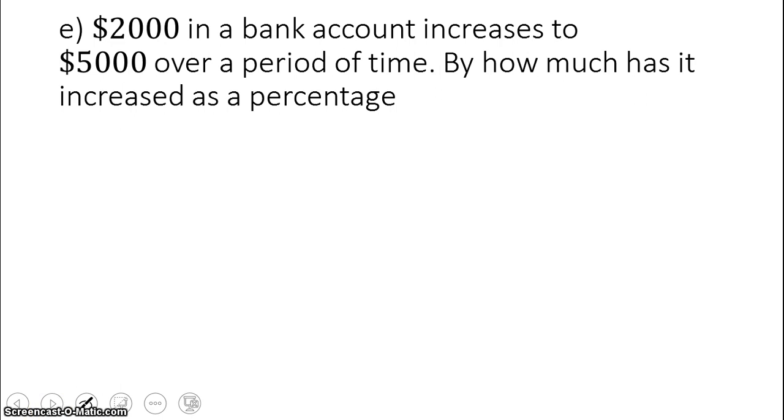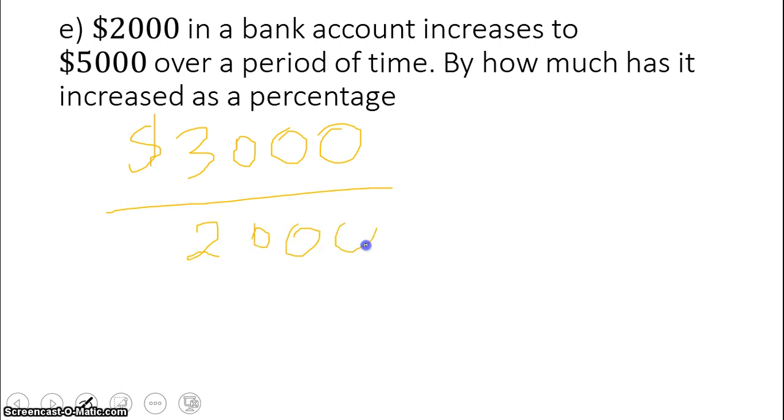Final question. We've got $2,000 in a bank account, increases to $5,000 over a period of time. By how much has it increased as a percentage? So, nice easy one to do. Our increase, it's gone from 2,000 to 5,000, so we've got 3,000 increase. And we want to find that as a percentage of what we started with, $2,000.